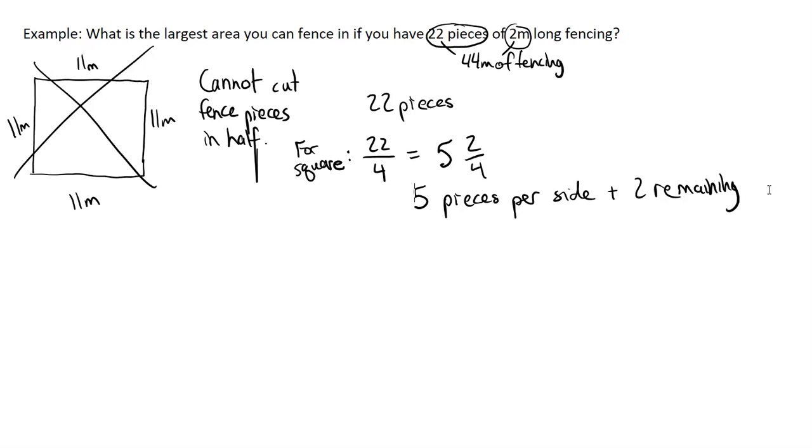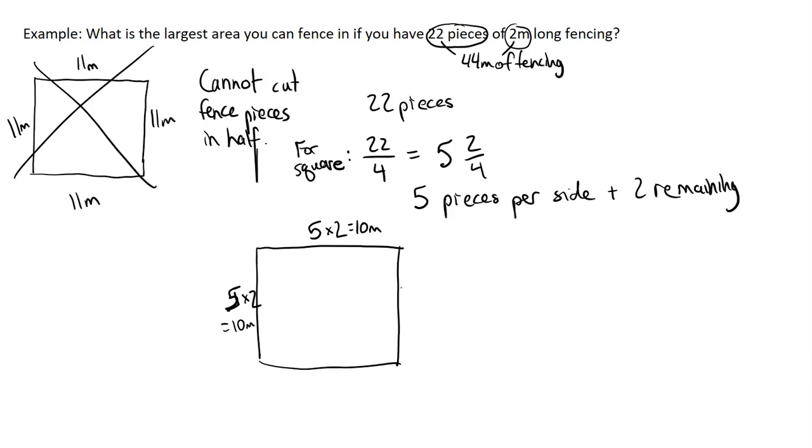So if I just ignore those 2 remaining leftover pieces, if I say 5 per side, I would have a square. That's 5 per side, and if I have 5 pieces per side, that means because each piece is 2 meters long, it's going to be multiplied by 2. That's going to be the length of each side. So in other words, each side is going to be 10 meters long. We're going to have 4 sides. This is going to be 10 meters over here and 10 meters over here. And so you would say the area of this square is 100 meters squared.